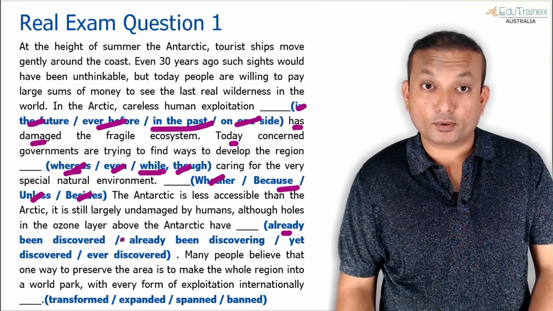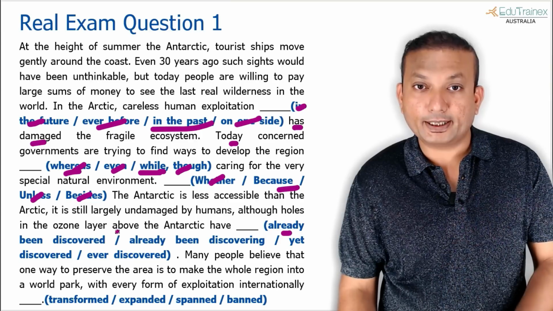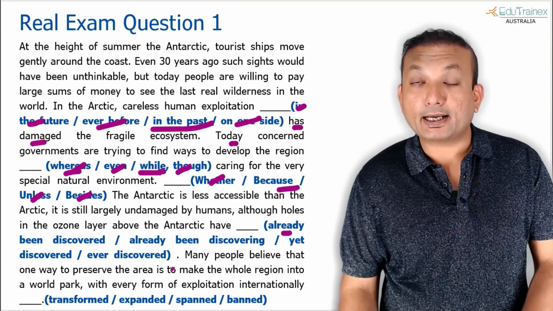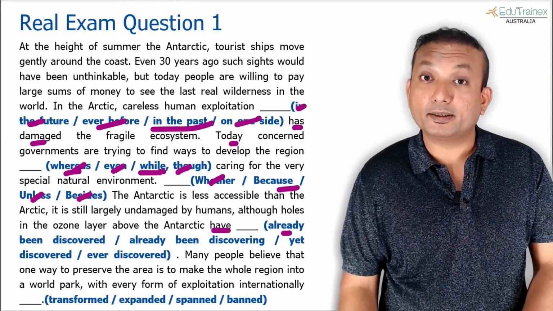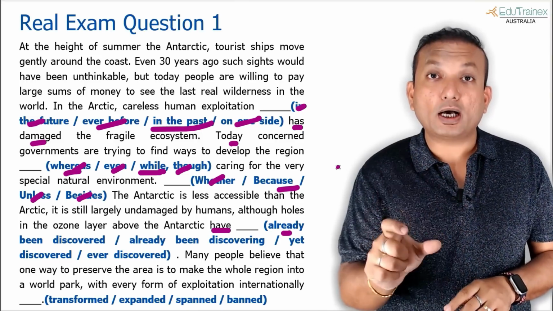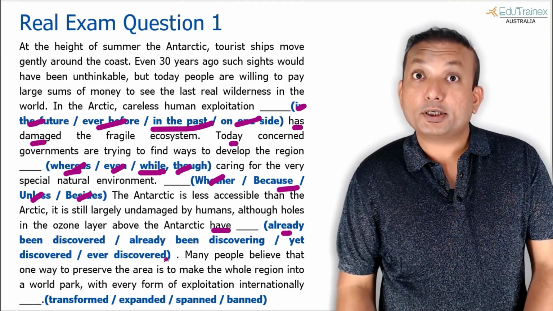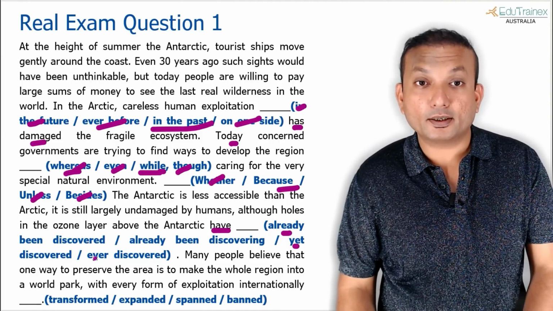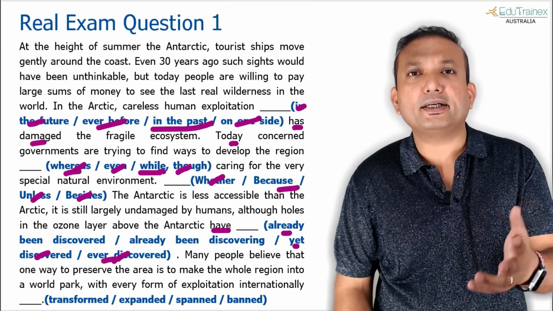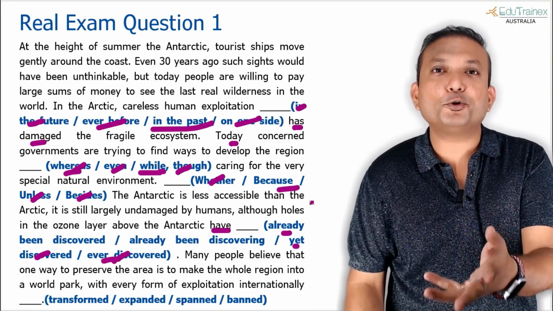The next one. Now this time we have multiple words again. The Antarctic is less accessible than the Arctic. This we already read. Although holes in the ozone layer above the Antarctic have dash. Have dash. What did we learn about it? After have, we will have verb 3, or if you are choosing been, then it could be ing or verb 3. Let's see which do not fit that pattern. Yet discovered, not fitting the pattern, eliminate. Ever discovered, again not fitting, eliminate. Grammatically incorrect, just take it out. Now you have only 2 of them left.